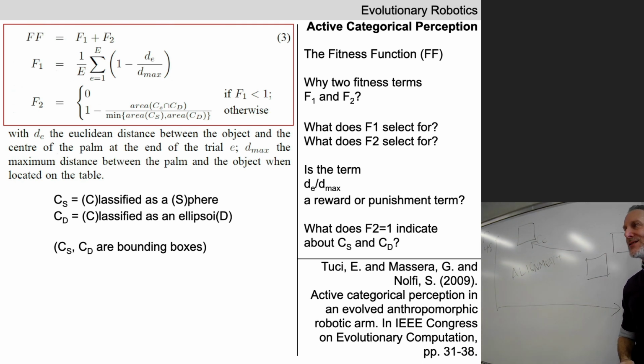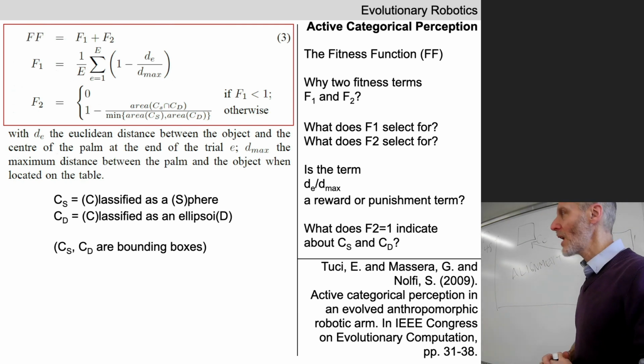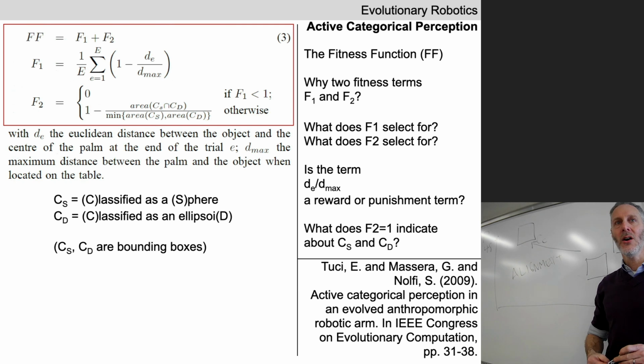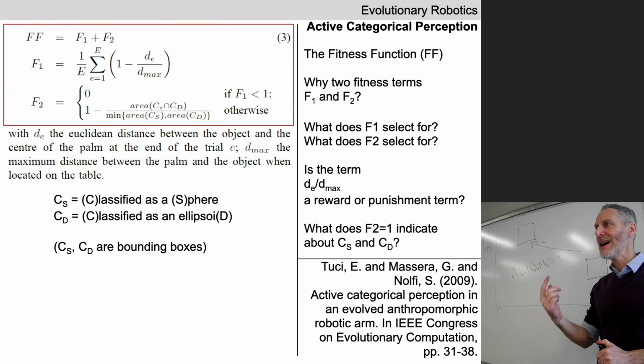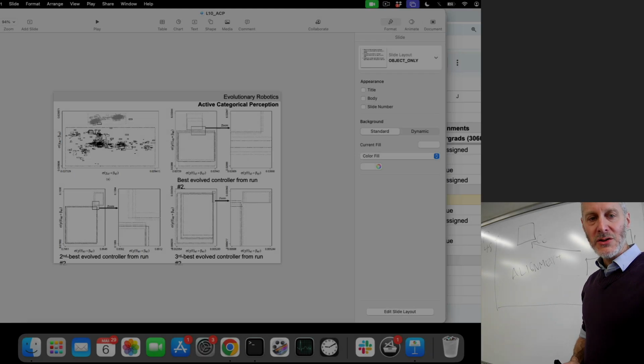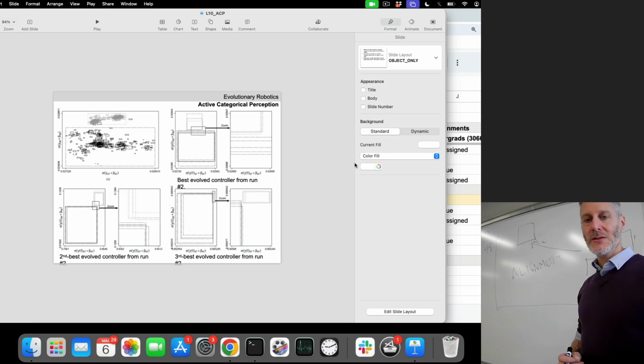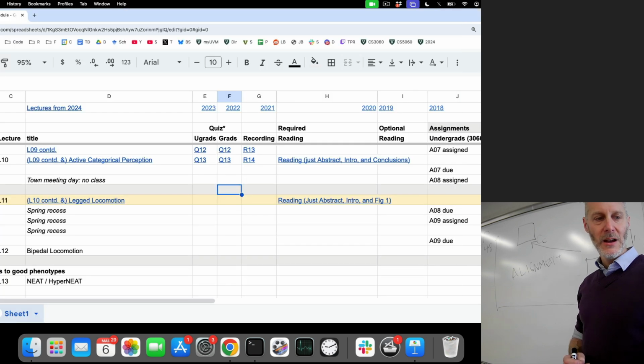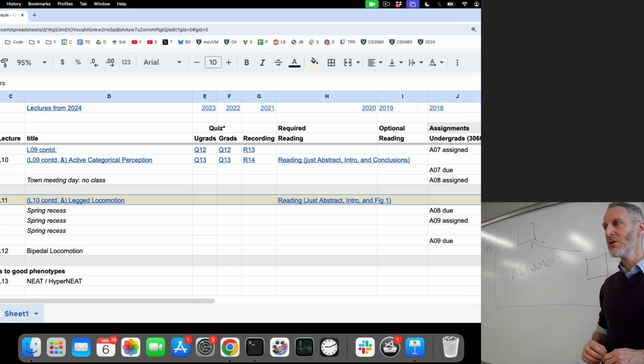Solvable for concrete things like spheres, ellipsoids, and cubes, but harder when you get into more abstract categories like child, parent, young, old, important to me, less important to me, and so on. Okay. Any questions about that before we switch gears? Okay. All right. Legged locomotion.